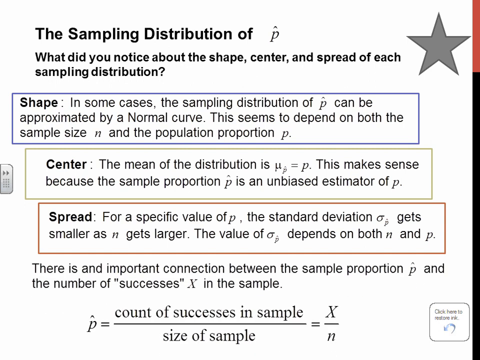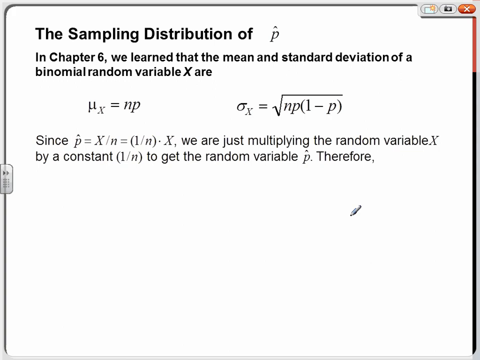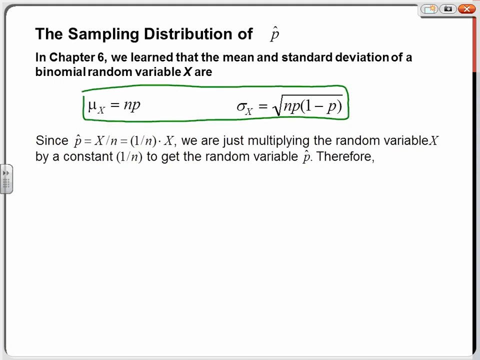So there is an important connection between the sample proportion, p hat, and the number of successes, x, in the sample. P hat is going to be the count of successes in the sample divided by the sample size. So, if you want to get these from Chapter 6, we learned, or Module 6, we learned that the mean and the standard deviation for binomial looked like this.